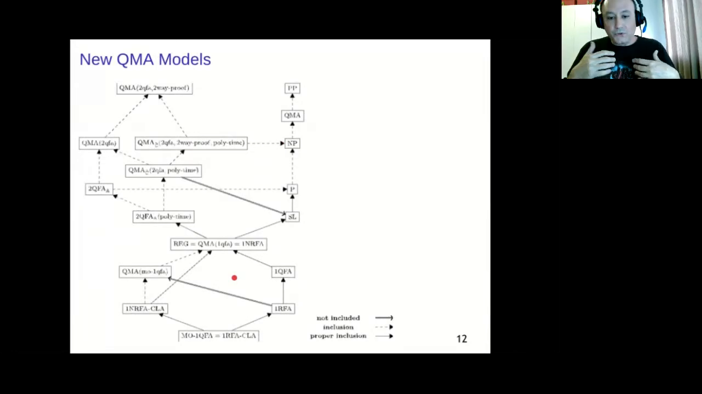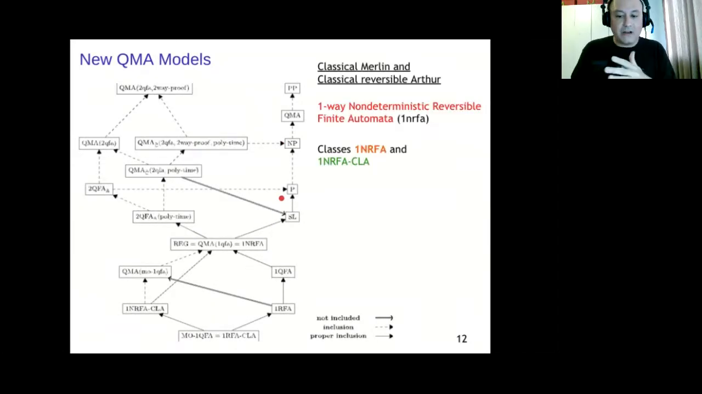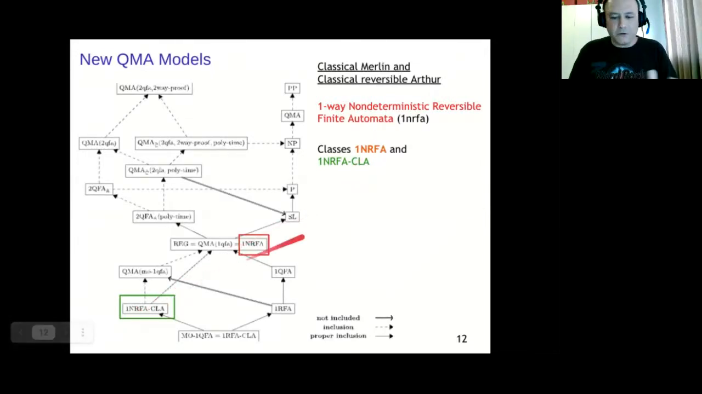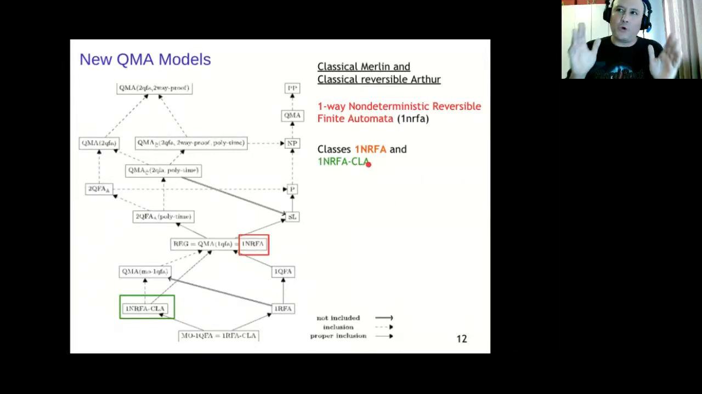So using these definitions of Merlin and Arthur and the interaction between them, we can define a whole bunch of new complexity classes, where we can have, for example, the one-way non-deterministic reversible automata class, right? And there are some technicalities that I'm going to omit in this talk just for the sake of time. The thing is that automata are really sensitive to the definition, right?